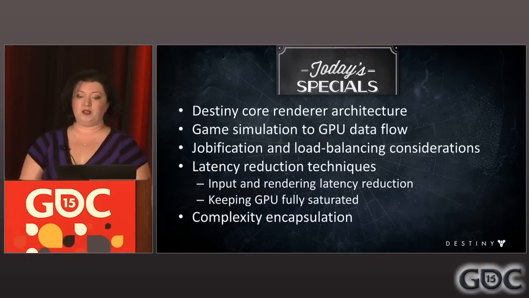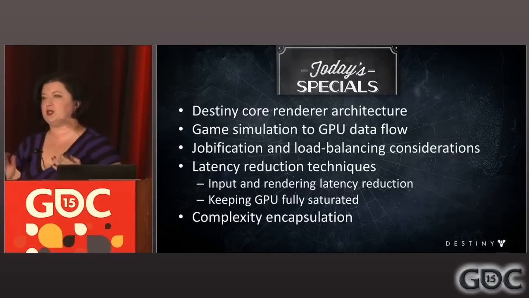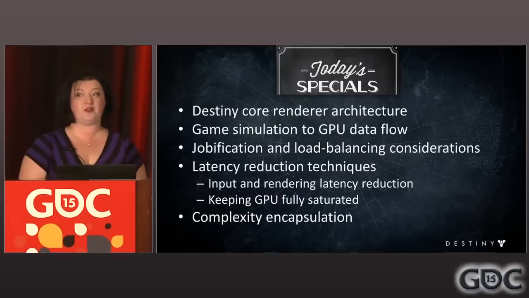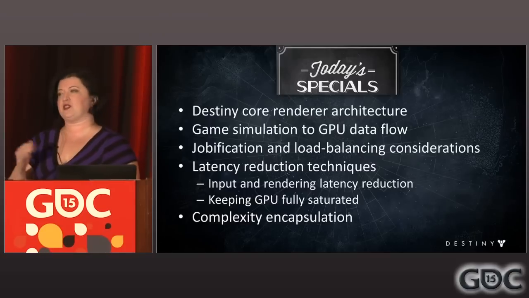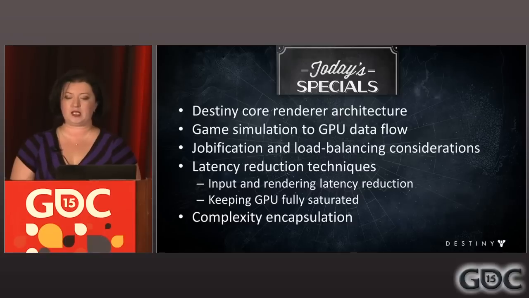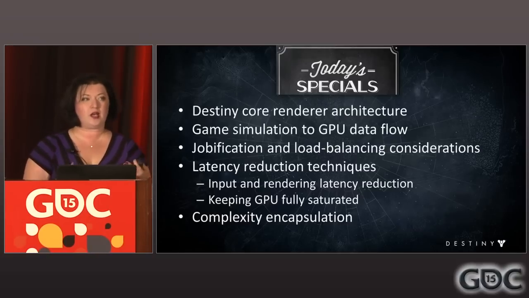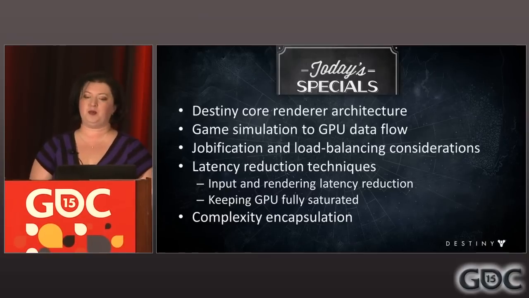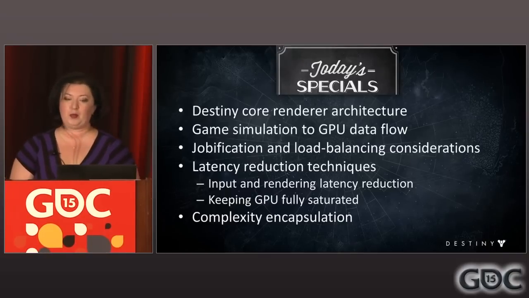Today, what I will do is cover the Destiny core rendering architecture. Specifically, I'm going to talk about how the engine data flows all the way from game state to the GPU, about how we approach renderer jobification, all of the concerns for task and data parallel execution, including dynamic load balancing, latency reduction techniques, as well as jitter, and also how we kept the GPU fully saturated at all times, getting rid of GPU bubbles as a continuous topic throughout development.